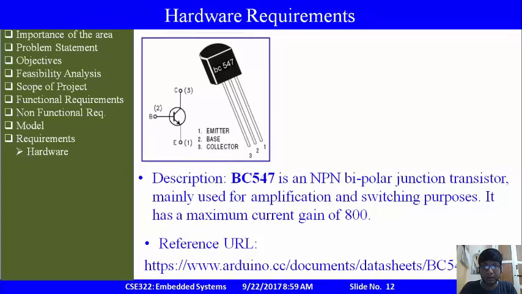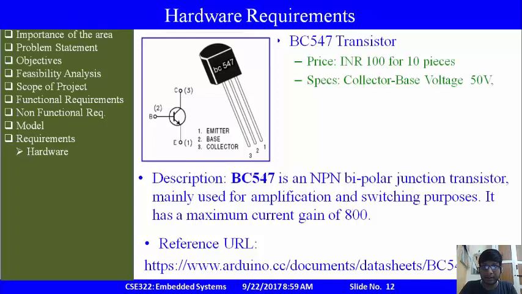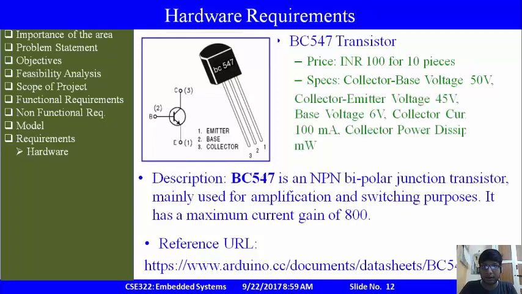The next one is the BC547 transistor. You can see it has three parts: emitter, base, and collector, as shown in the diagram. The BC547 transistor price is 100 for 10 pieces. Specs are collector base voltage 50 volts, collector emitter voltage 45 volts, emitter base voltage 6 volts, collector current DC 100 milliamperes, and collector power dissipation 500 milliwatts.